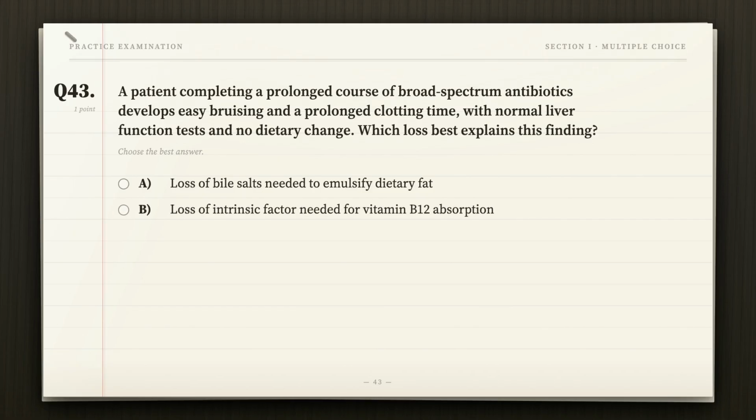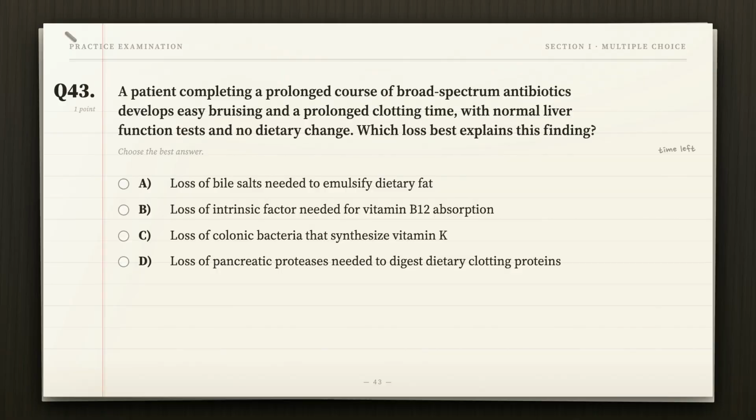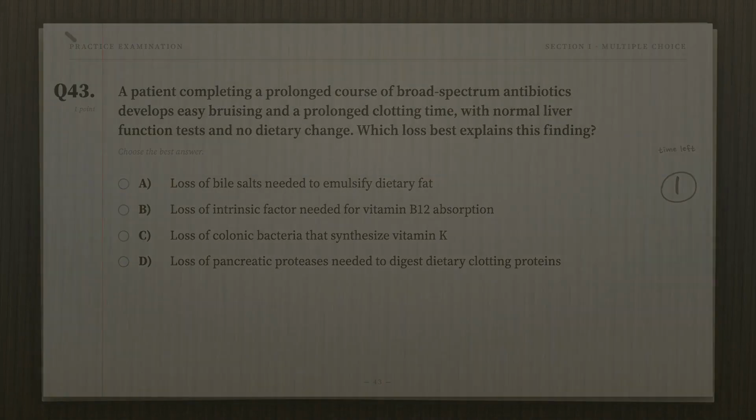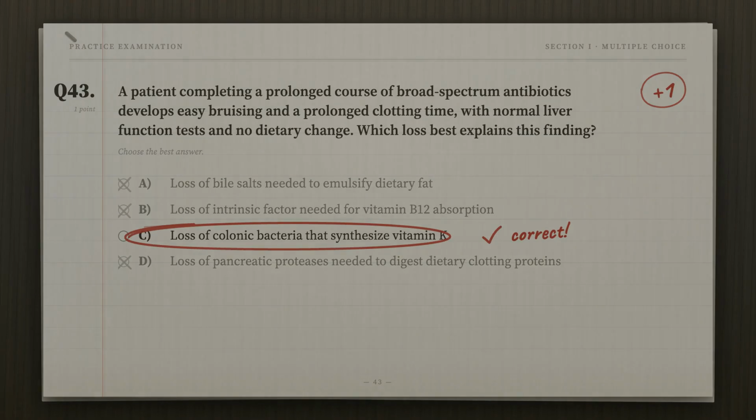B. Loss of intrinsic factor needed for vitamin B12 absorption. C. Loss of colonic bacteria that synthesize vitamin K. D. Loss of pancreatic proteases needed to digest dietary clotting proteins. Before I reveal it, which one do you think is right? The correct answer is C. Loss of colonic bacteria that synthesize vitamin K.